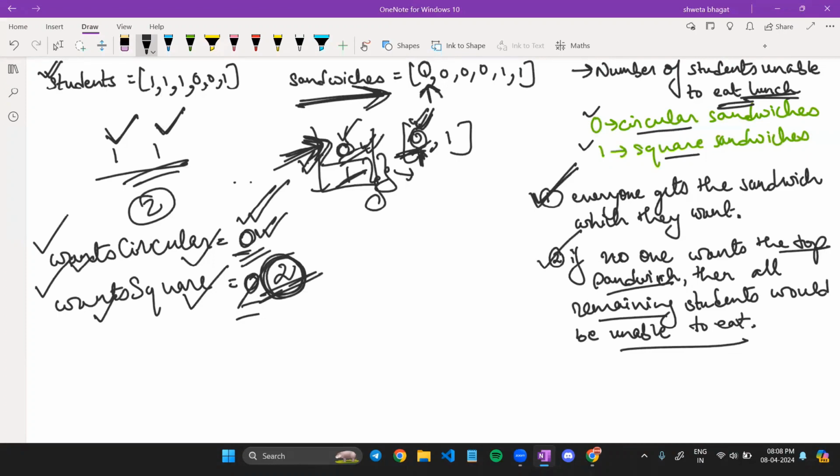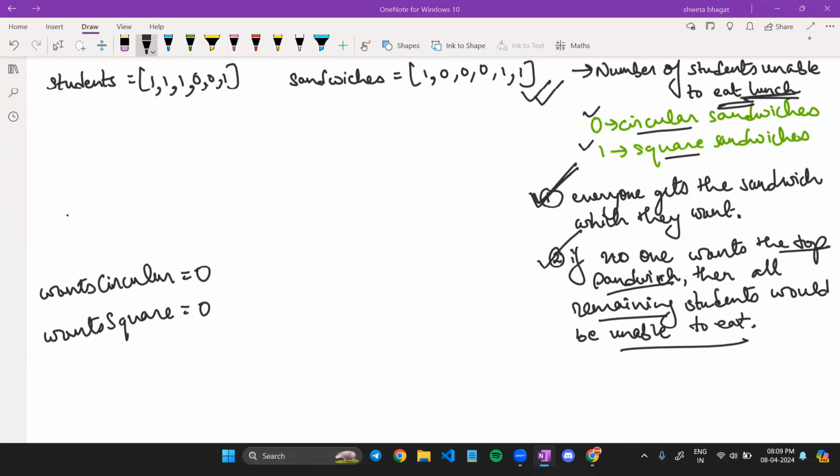And since we won't be able to remove this top element, it means that all the remaining students won't be able to eat their lunch because we can't remove this, right? So all the sandwiches present after it, we won't be able to assign to anyone, correct? So let's quickly do a dry run over this test case, okay?